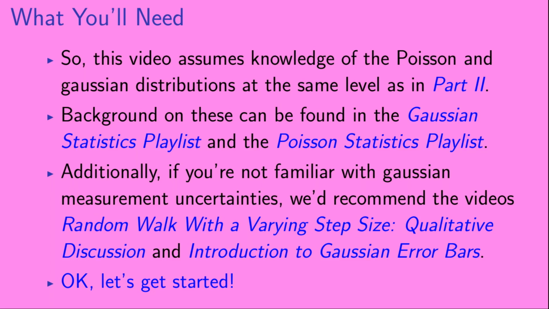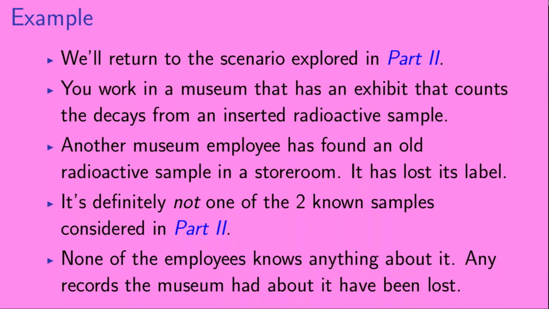Okay, let's get started. So we'll return to the scenario explored in Part 2. You work in a museum that has an exhibit that counts the decays from an inserted radioactive sample. Another museum employee has found an old radioactive sample in a storeroom. It has lost its label. It's definitely not one of the two known samples considered in Part 2. None of the employees knows anything about it, and any records the museum had about it have been lost.